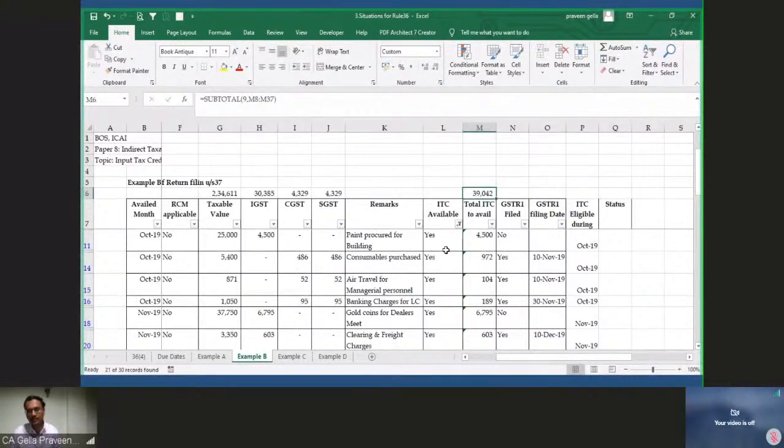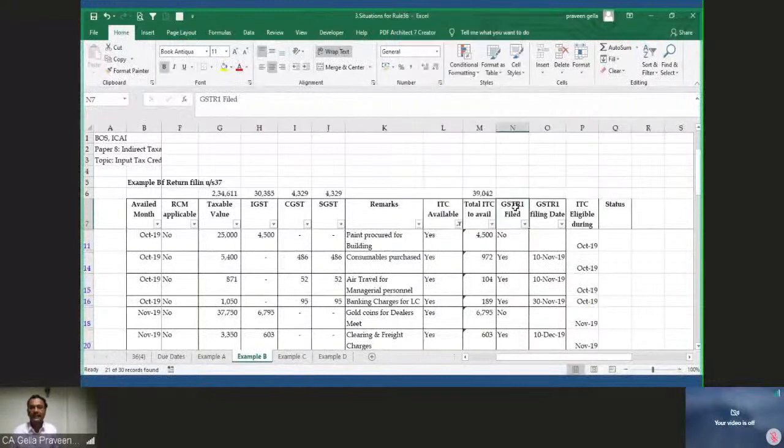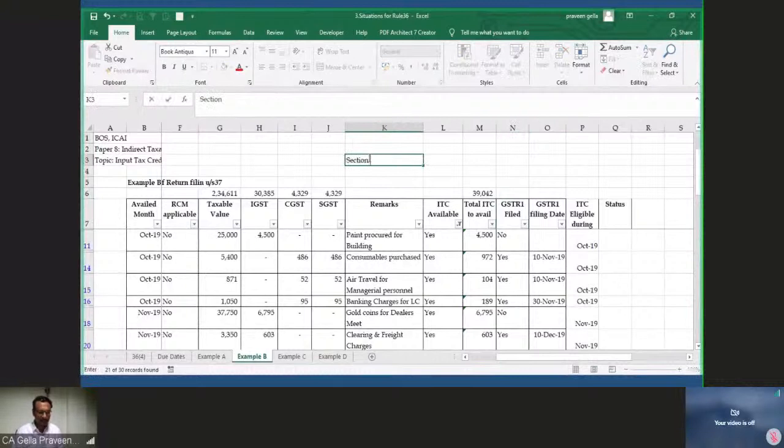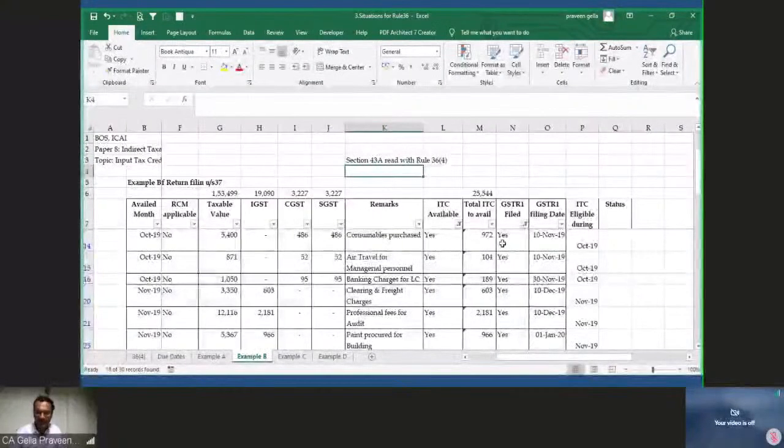Now you see column N. If you filter column N, there is an answer yes and no. Now what is this? It is whether my supplier filed his GSTR-1, yes or no. Section 43A, read with Rule 36(4). My ITC, how much I can take, is this much. If you filter in column N, you get a result of 25,544.